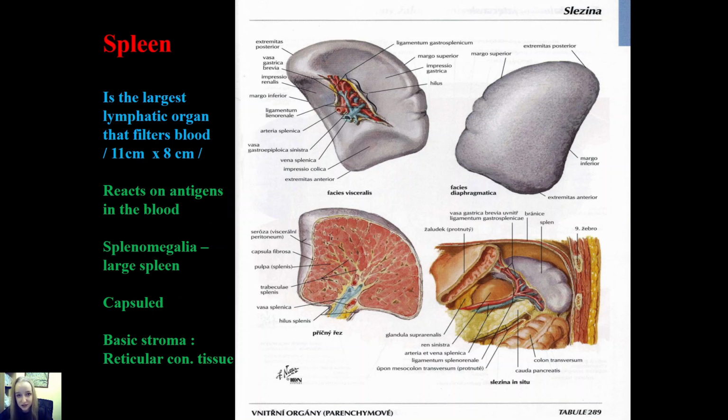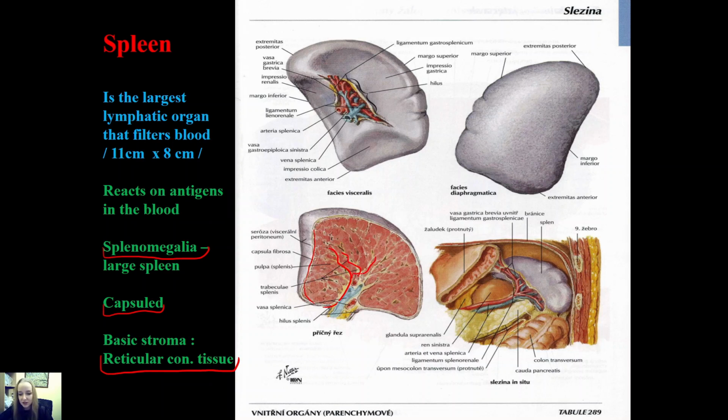It really reacts to antigens in the blood, and enlargement of the spleen is called splenomegaly. It can happen in some kinds of infections and also tumors, in some kinds of leukemias and lymphomas. It can enlarge. It's capsulated, okay? And the basic stroma or supporting structure of the spleen is once again reticular connective tissue. So it's pretty much the same as for the lymph node.